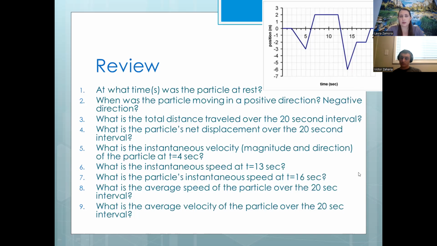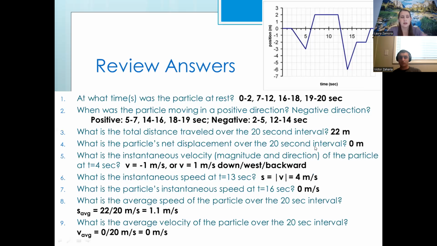Okay. So let's think through some of these other questions together. Number 1, at what time or times was the particle at rest? Anytime the position is a flat line, that means the position is not changing. So from 0 to 2 seconds, the position is a constant 0 meters. From 7 to 12 seconds, we're at a position of 2 meters. From 16 to 18, we're at a position of -2 meters. And then from 19 to 20 seconds, we're back at a position of 0. Okay, so all of those times, the particle will be at rest, not moving, because that position is not changing.